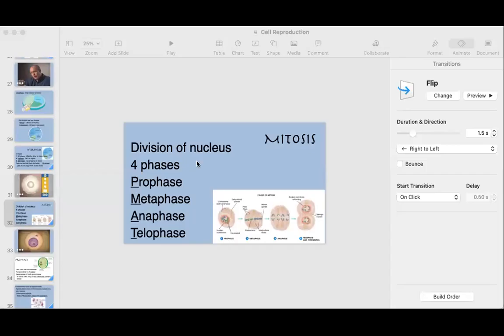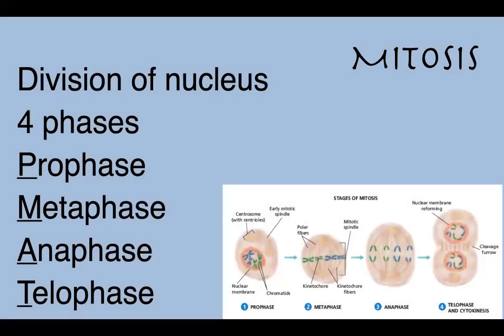All right, so today's topic is looking at mitosis and cytokinesis. Remember, mitosis is the division of the nucleus, and cytokinesis is the division of the cytoplasm. Mitosis occurs first, and there are 4 phases, and I have underlined the first letter so you can remember the acronym PMAT for prophase, metaphase, anaphase, and telophase. Those are the 4 phases or the 4 stages of mitosis.